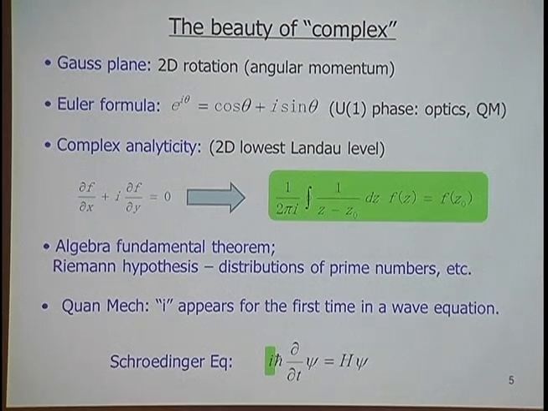Coming back to physics. In classical mechanics, when we describe wave equations, sound waves or electromagnetic waves, the complex number is convenient but not essential. It really becomes essential in quantum mechanics.